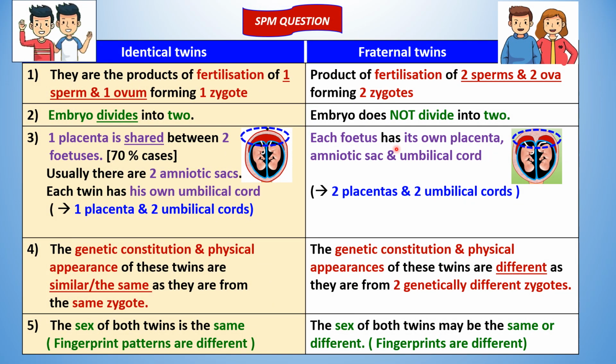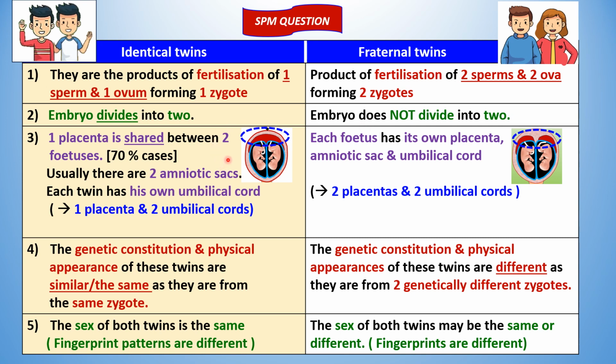Now for differences, all right, there are about 5 differences here. So this can be asked in SPM also, right? Compare and contrast the formation of identical twins with fraternal twins. Now, identical twins are the products of fertilization of one sperm and one ovum, which forms one zygote. Okay, but fraternal twins are the product of fertilization of two sperms and two ova, right, forming two genetically different zygotes. Now, for identical twins, number 2, the embryo divides into two suddenly. Okay, but for fraternal twins, the embryo does not divide at all.